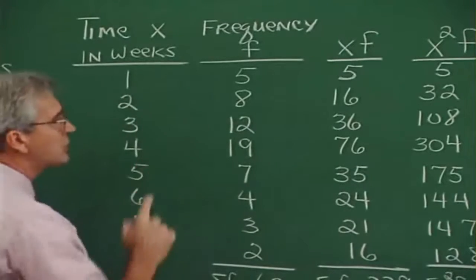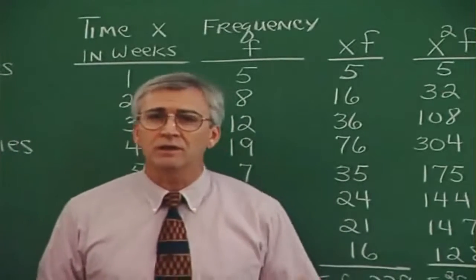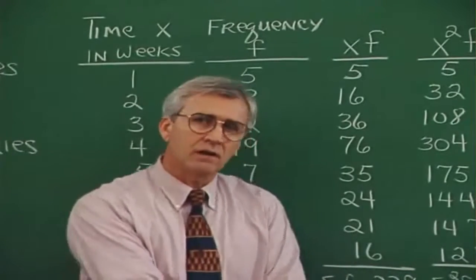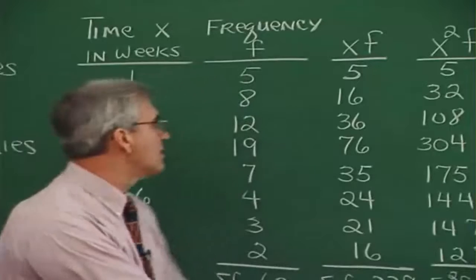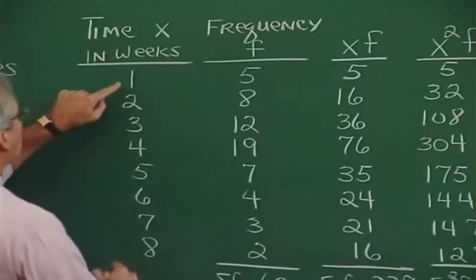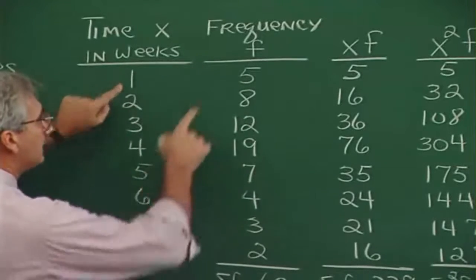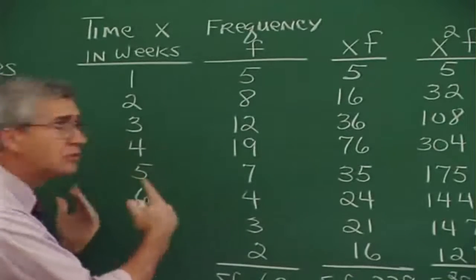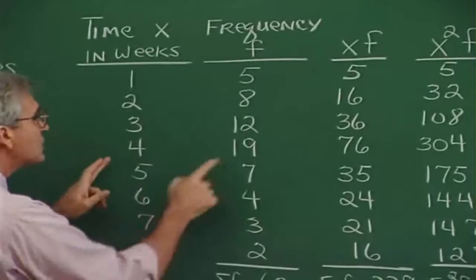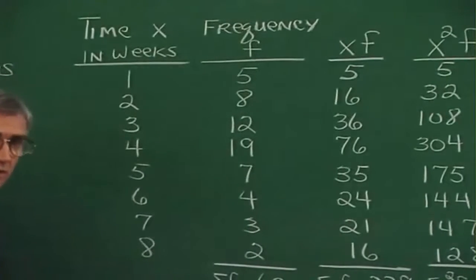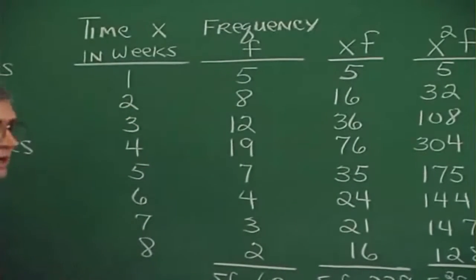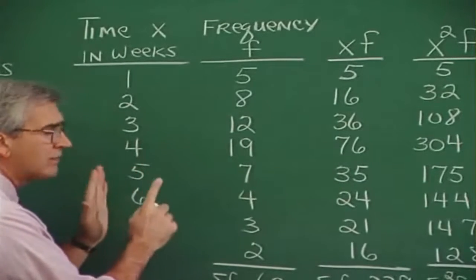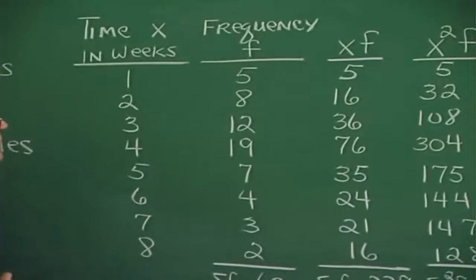Now, if we were not to use the frequency table, think about what this would look like. If we're just listing recovery times, we would have 1, 1, 1, 1, 1, 5 of them. We would have 2, 2, 2, 2, 2, 2, 2, 8 twos. We would have 12 threes. We would have 19 fours, and the list would be rather extraordinary. So using the frequency part of the table is kind of a convenience here.